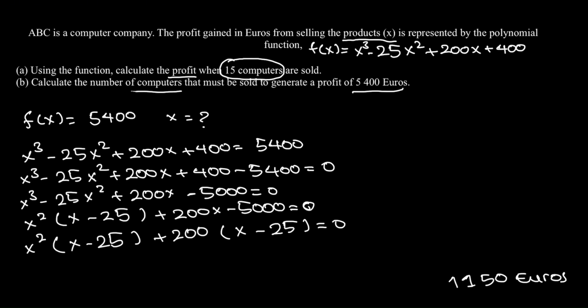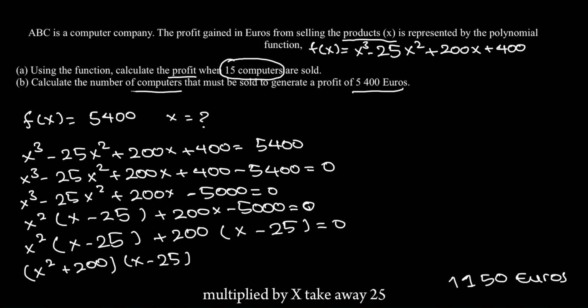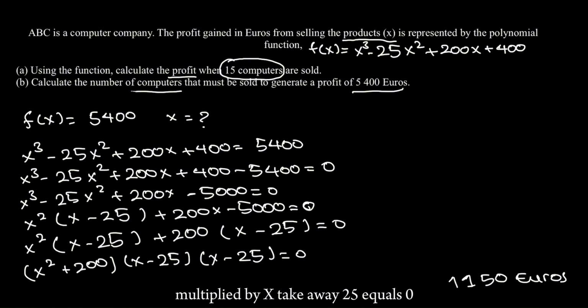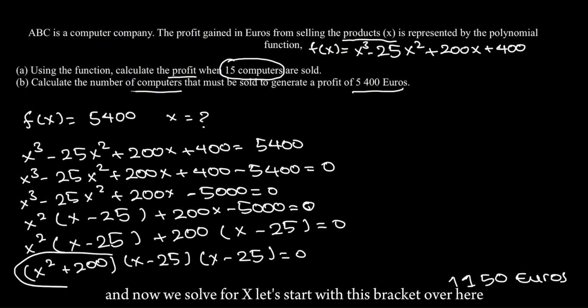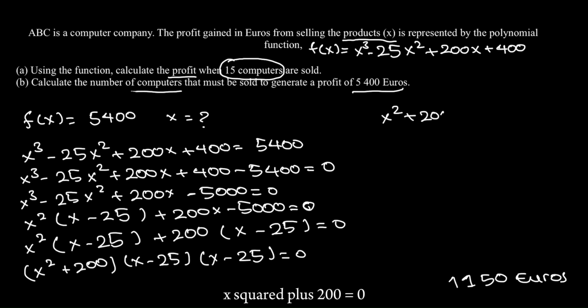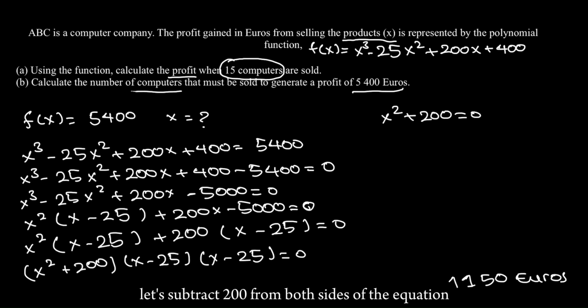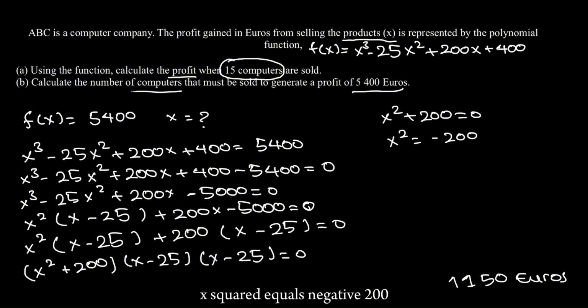Now, let's combine these two values together. x squared plus 200 multiplied by x take away 25 multiplied by x take away 25 equals 0. And now we solve for x. Let's start with this bracket over here. x squared plus 200 equals 0. Let's subtract 200 from both sides of the equation. x squared equals negative 200.